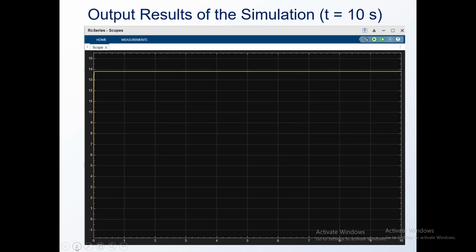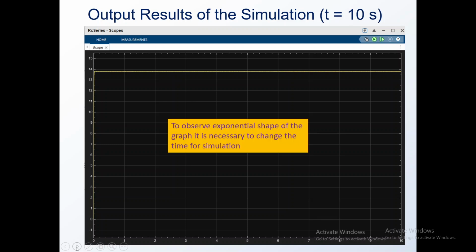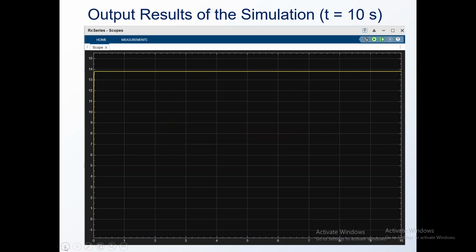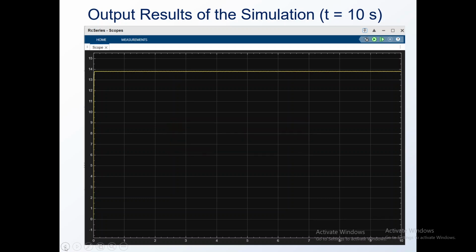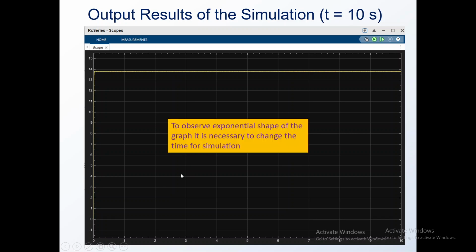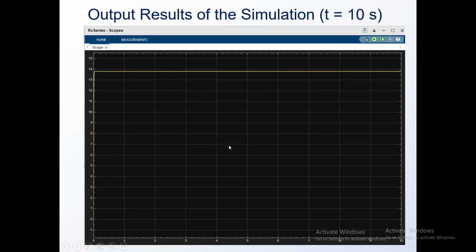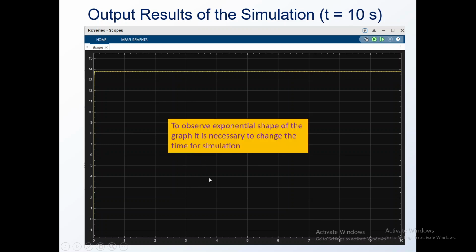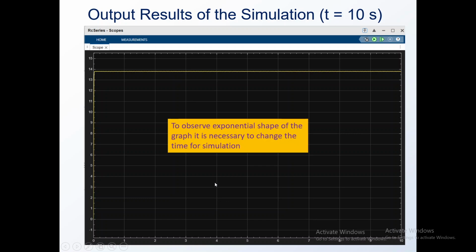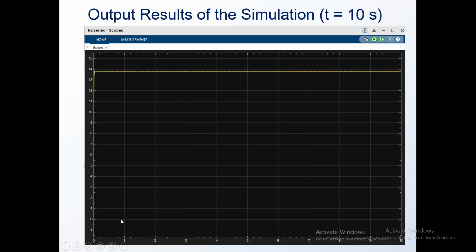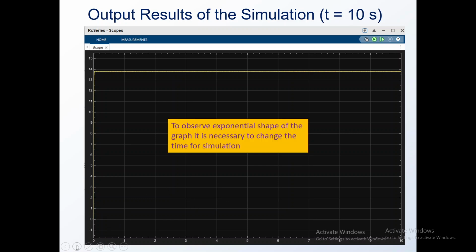Okay, but the graph is not exponential as shown in the textbook. Again we will check why it is so, because we have chosen the time of simulation as 10 seconds. To observe the graph correctly, we have to choose the simulation time properly. What is meant by choosing the simulation time properly?